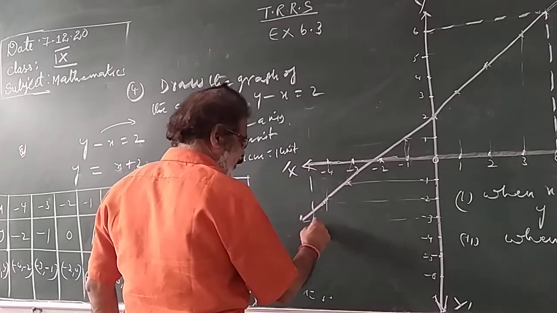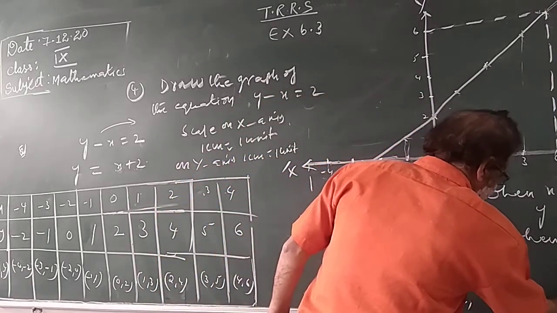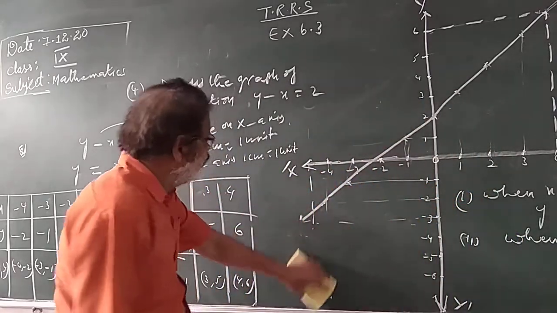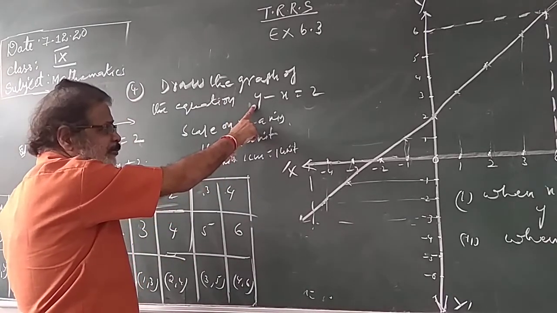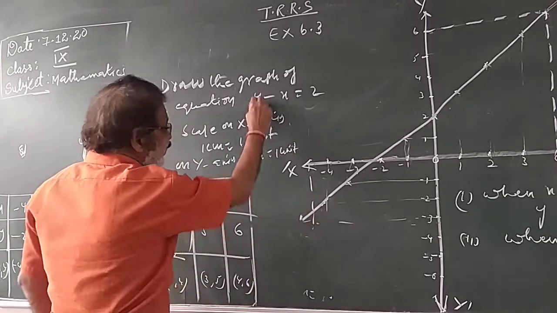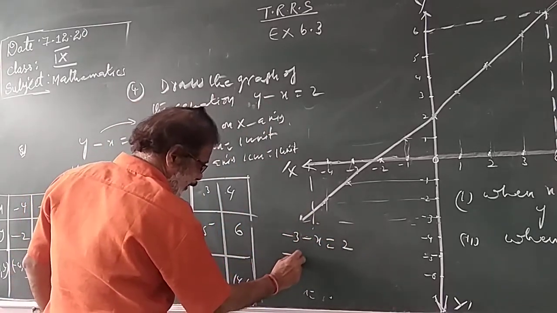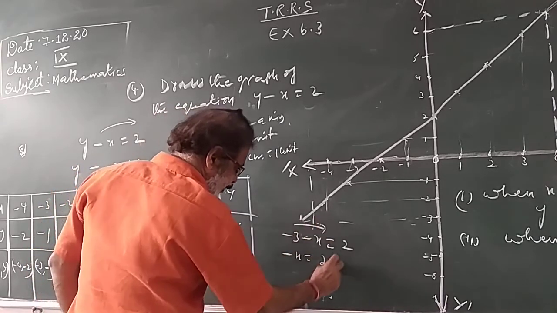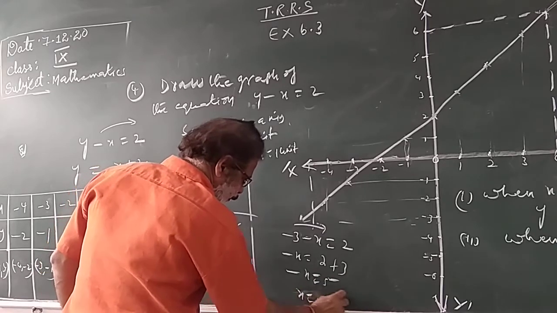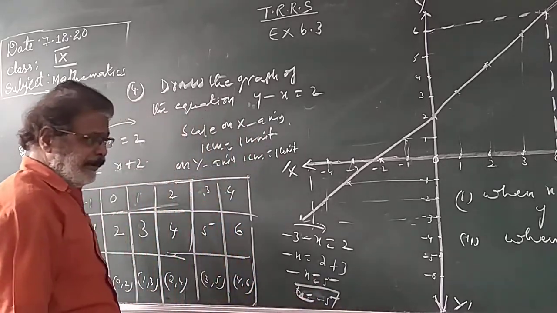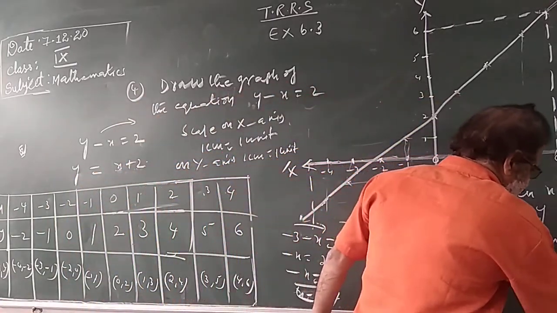X is equal to minus 5. Like this. When y equal to minus 3, x equal to how much? You substitute the y value here. So y equal to minus 3, minus 3 minus 6 is equal to minus x. Shift right side plus 3, minus x is equal to 2 plus 3, 5. X is equal to how much? Minus 5. So when y equal to minus 3, what will x come? Minus 5 will come. X equal to minus 5.